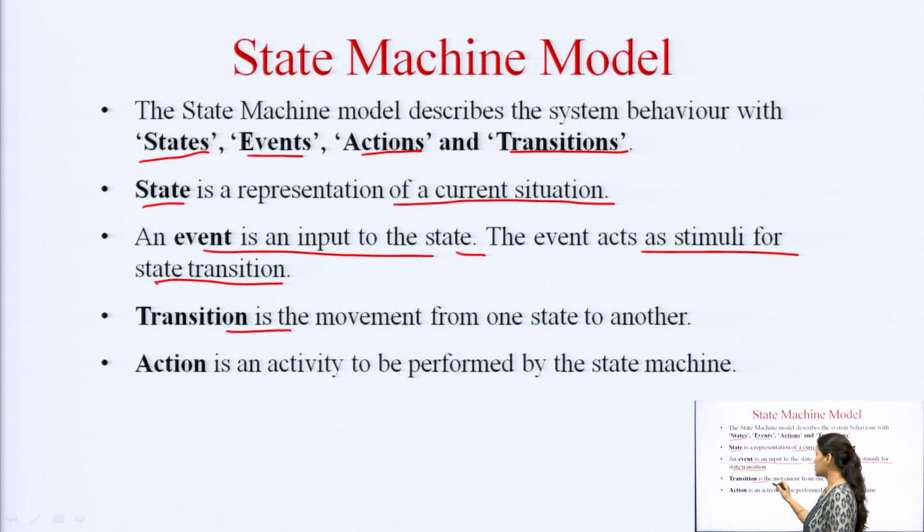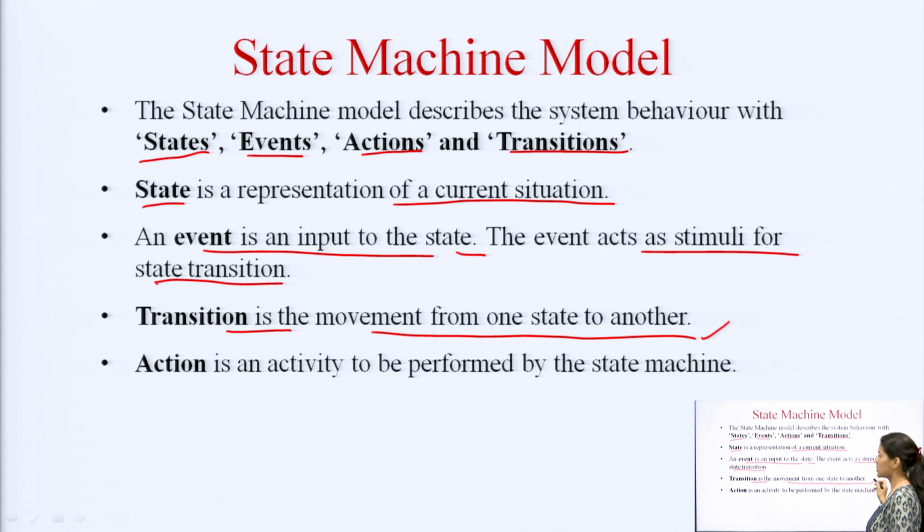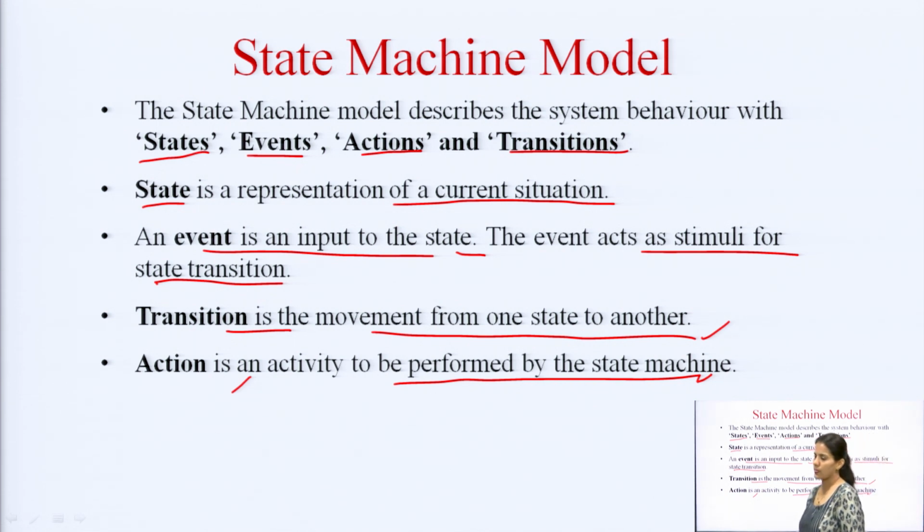The transition is the movement from one state to another. An action is an activity to be performed by the state machine. So, action occurs when the transition occurs, when certain stimuli act as an input to the state. In this way, these terms are interrelated to each other.